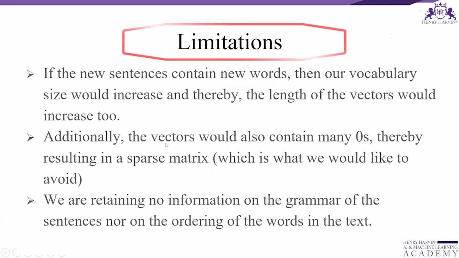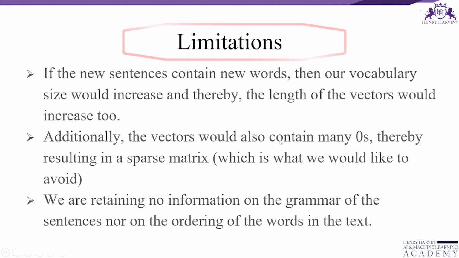Now let us try to understand what the drawbacks of using this bag of words model are. So here we can see that we will be facing issues when we come across new sentences, because it can work only for the available sentences. So if the new sentences contain new words, then our vocabulary size would increase, and the length of the vectors also will increase, right? Additionally, the vectors will contain many zeros, so that it will result in a sparse matrix, which is what we would like to avoid.